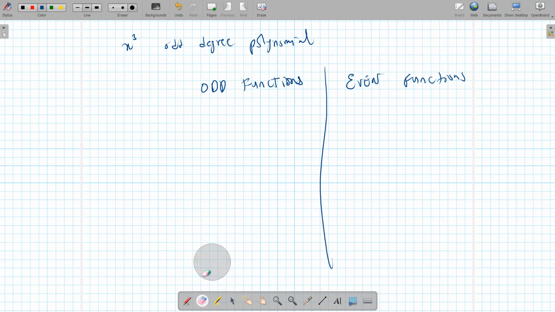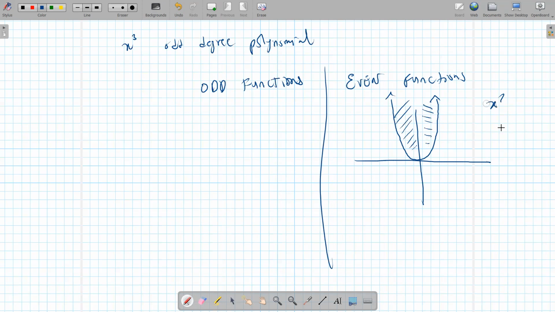Now, how do you make that distinction? Even function is something that is symmetrical about the y-axis, you see? Whatever you have here, if you chop it in half, you have the exact same thing here. So x2, x4, x6, all these guys are even degree polynomials, but at the same time, they are also even functions, okay? Odd functions, on the other hand, they're symmetrical about the origin.